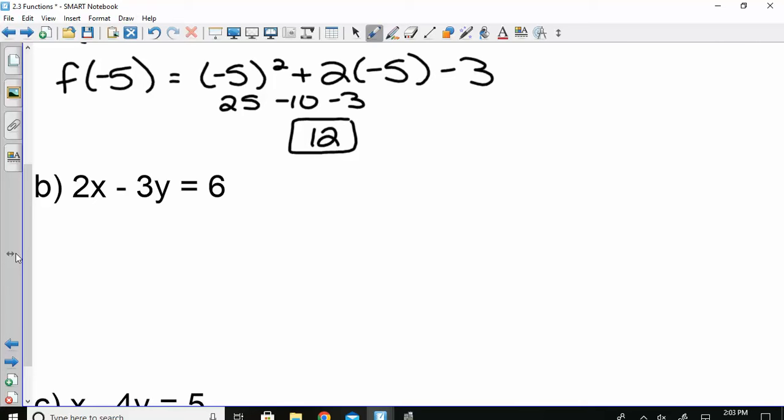B is different. Why? It's in a different form. Okay, if we're going to replace the y with the f of x, we need it to be y equals something. So I need to take this equation and solve for y first. Okay, you can add the y over, so it's positive.